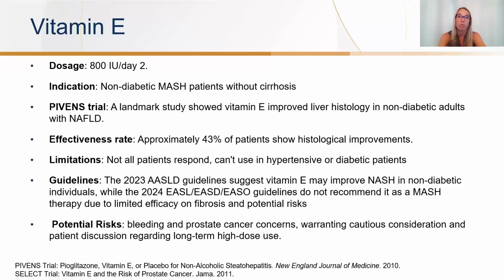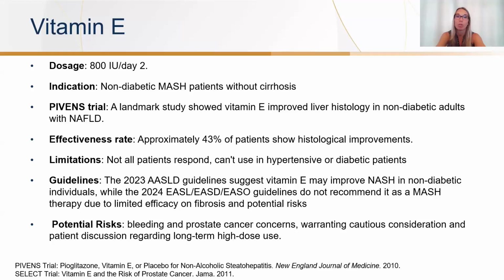That's not going to be a vast majority of our patients, as the vast majority of our patients do have diabetes. But in the PIVENS trial, a little over 40% of patients showed histologic improvements and notably improvements in their steatosis. But not all patients responded, and we actually can't use this in our diabetic patients or those with hypertension. The 2023 AASLD guidelines suggest that vitamin E may improve NASH in the non-diabetic individual, while the European guidelines of 2024 do not recommend it as a MASH therapy due to limited efficacy on fibrosis in particular and the potential risks.